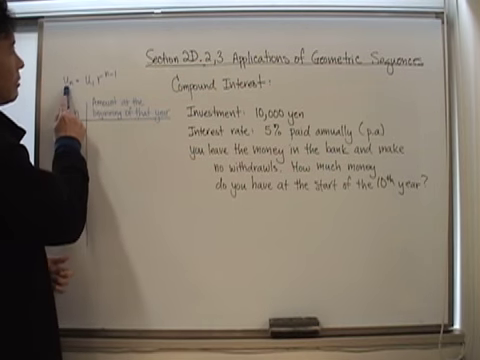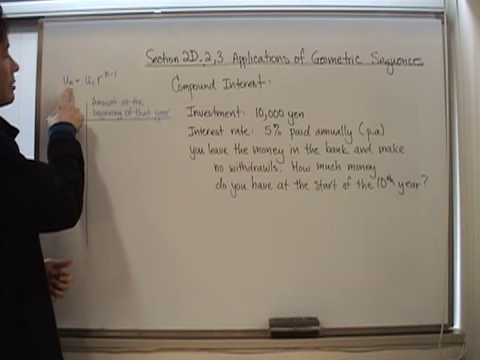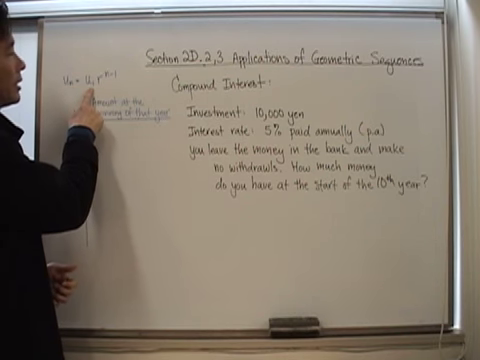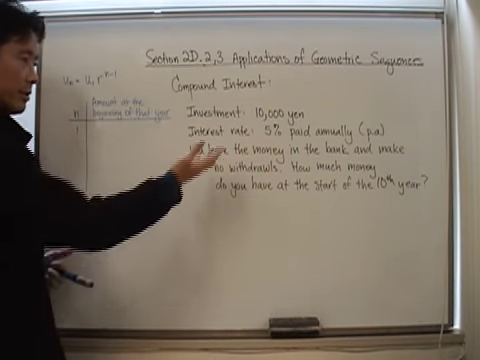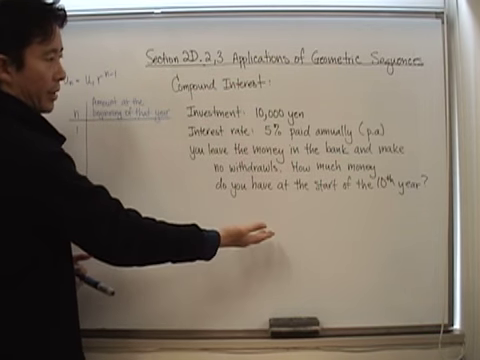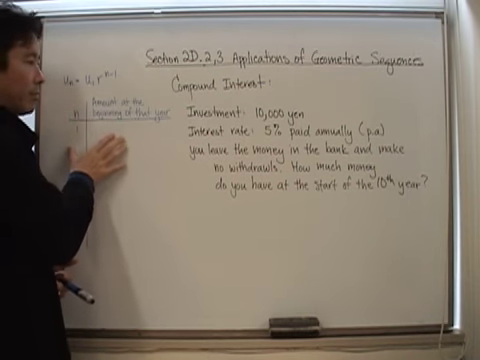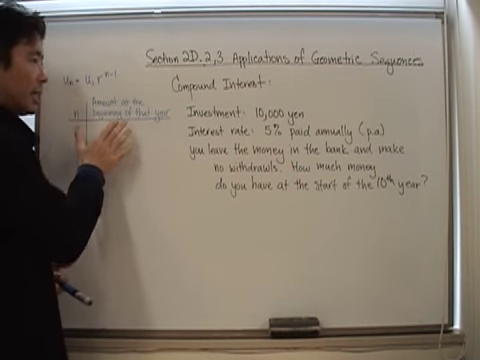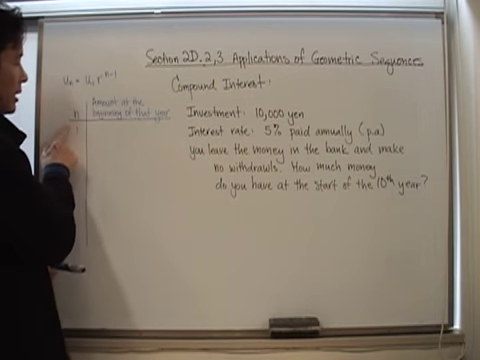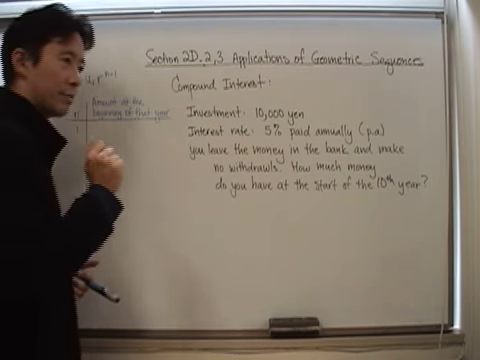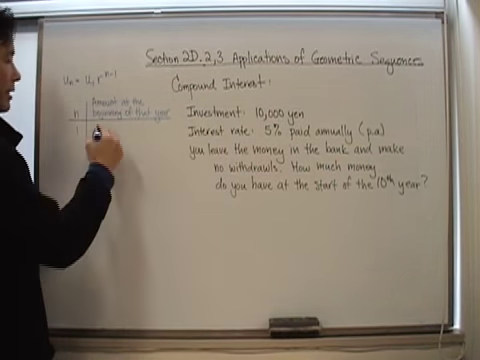Of course, we know that a geometric sequence is going to be described by u sub n is equal to u sub 1 times r to the n minus 1. Now, let's take a look at this example and break it down and see exactly how much money we have at the beginning of each year. At the beginning of the first year, which means I'm just putting the money into the bank, I really just have 10,000 yen.